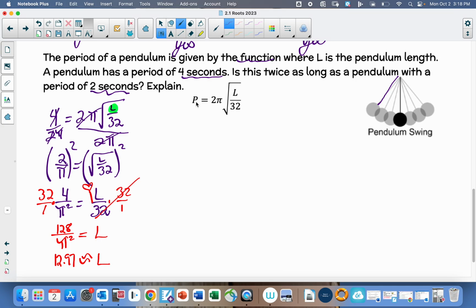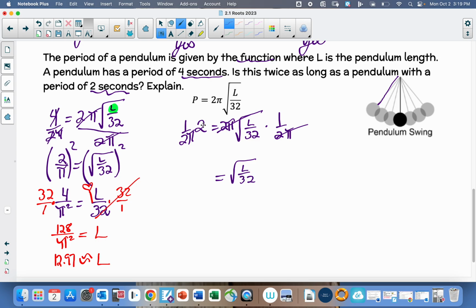So we're going to go back into this formula, and we're now going to plug in 2 seconds and see if when it's 2 seconds compared to 4 seconds, if it's like double. So let's see. We have 2 pi square root L over 32. And again, we want to isolate the radical. So the first thing I'm going to do is get rid of that 2 pi. So 1 over 2 pi, 1 over 2 pi. Or those of you that like to divide, it's the same thing. That gives me L over 32.